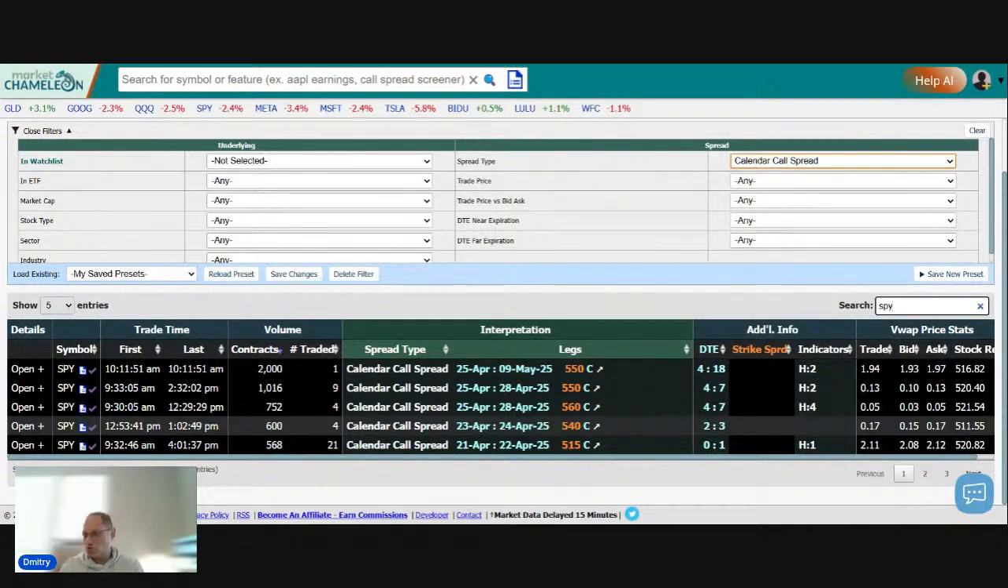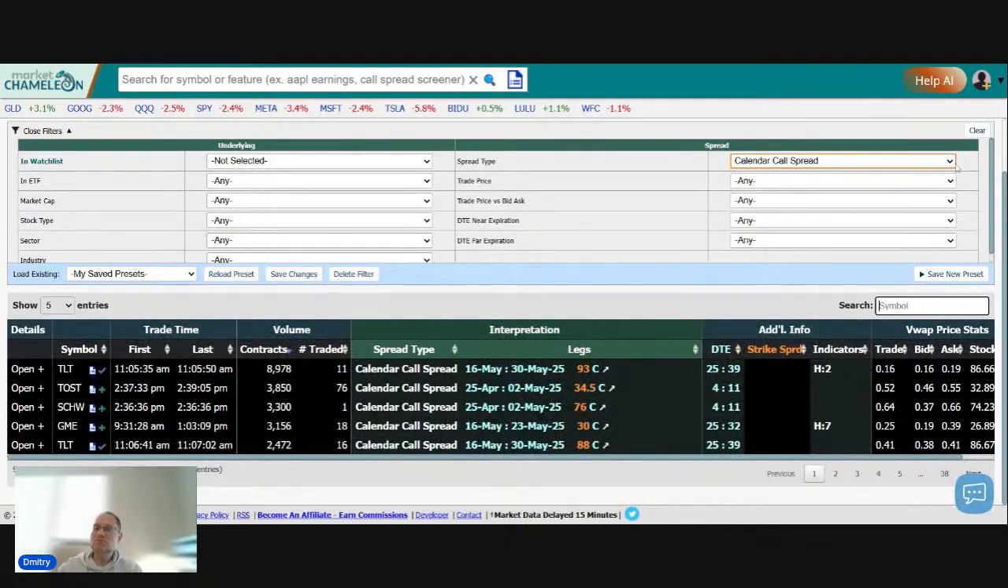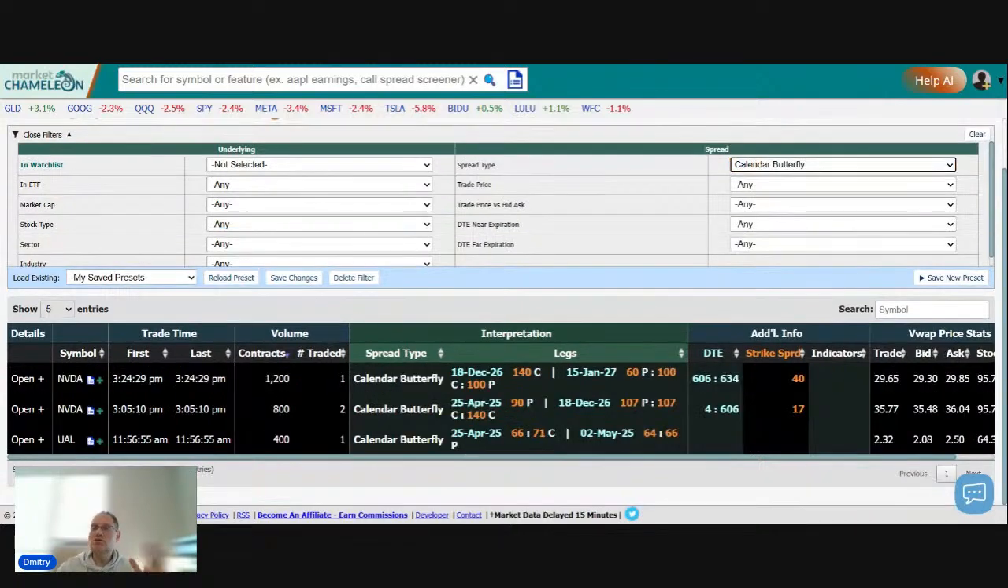I think I covered a decent amount just focusing on one spread type and changing the symbols, but the same idea goes for other spread types. You could pick different types of strategies that we might be looking for. Here's a calendar call butterfly, calendar put ladder. And again, once you use that filter, it will filter out those types of strategies.